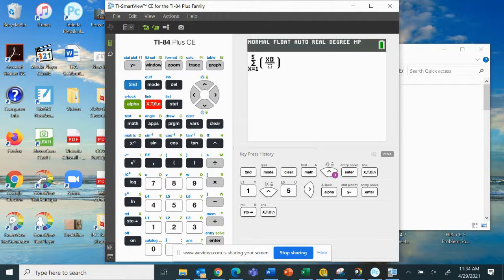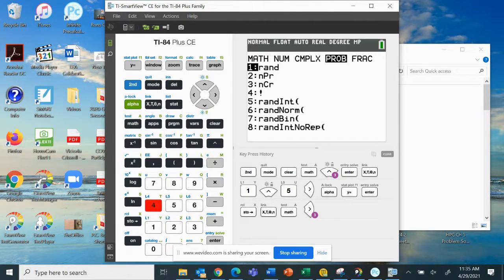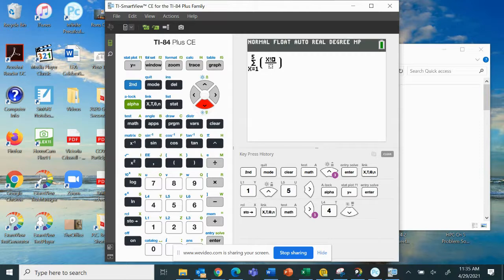But to get factorial, that's also under math. And then you go over to probability. And then it's choice 4. And then I go down, and it's a 2 on the bottom, right? So then I type that in, and I get 153/2. It does the math for me. I am not learning math when I'm using my calculator. I'm learning how to use my calculator.